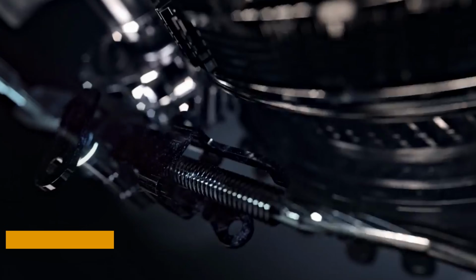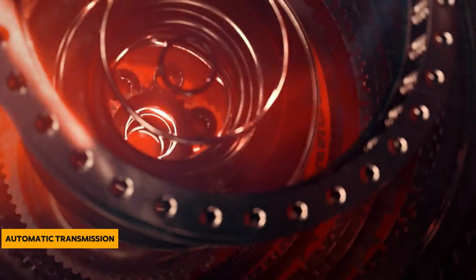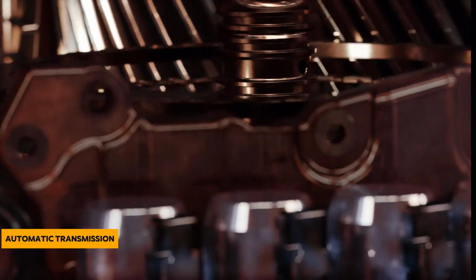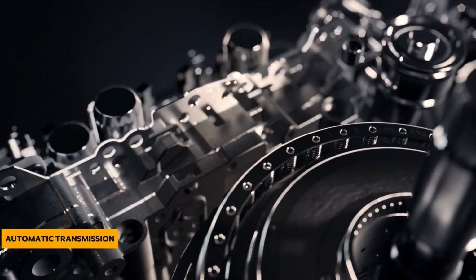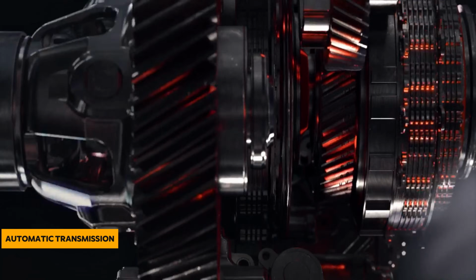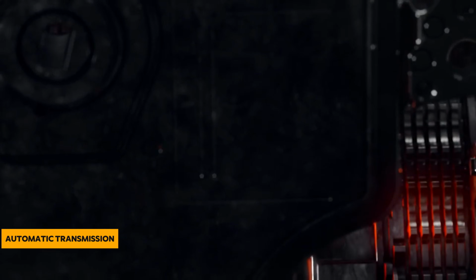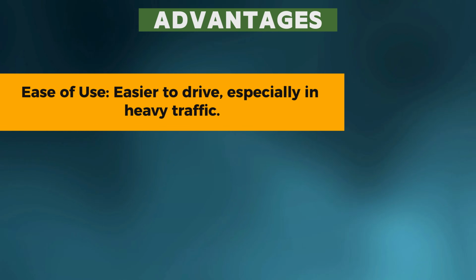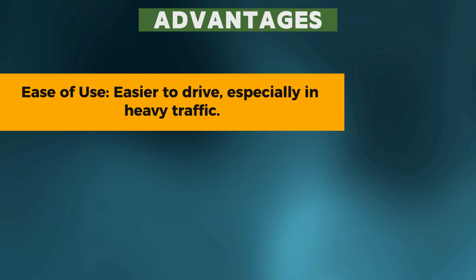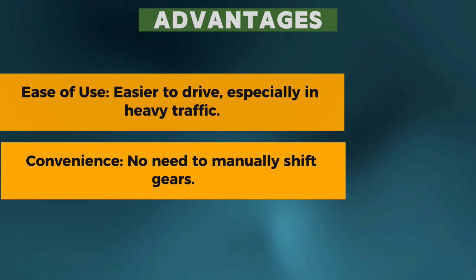How it works. In an automatic transmission, the torque converter connects the engine to the transmission and allows the car to come to a stop without stalling. The planetary gearset provides different gear ratios, and the hydraulic system controls gear shifts based on the car's speed and load. Advantages. Ease of use, easier to drive, especially in heavy traffic. Convenience, no need to manually shift gears.